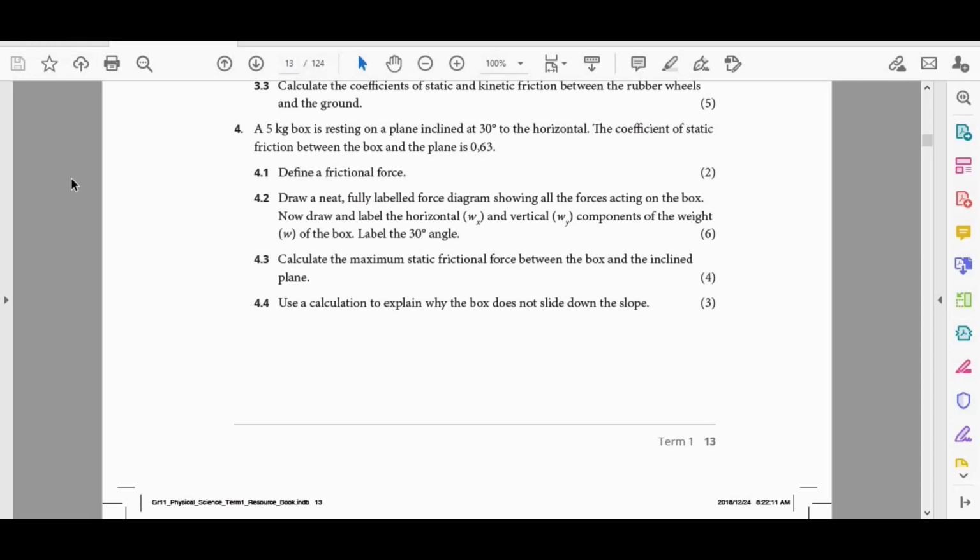Looking at the first question again, define a frictional force. Now I'm just going to mention this.